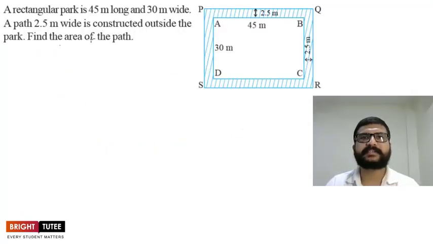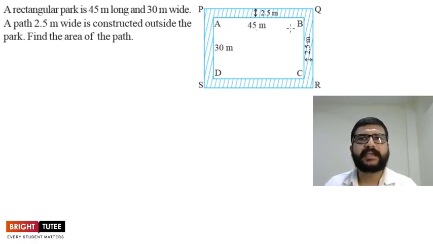Now let's try an application based question. The question here is, a rectangular park is 45 meters long and 30 meters wide. A path 2.5 meters wide is constructed outside the park, as we can see here in this figure. We can consider this figure for reference. What we have to do is find the area of the path.